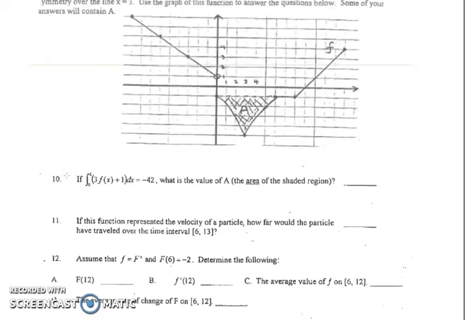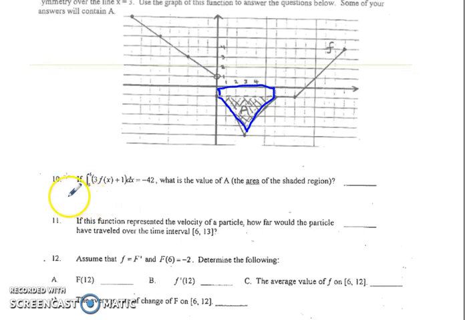Alrighty, here we go, finishing up with the same diagram as on the prior pages, and this region down here is still area of A, so integral of negative A. First thing they're asking us, if the integral from 0 to 6, which is this entire section here, is negative 42, then what is the value of A?